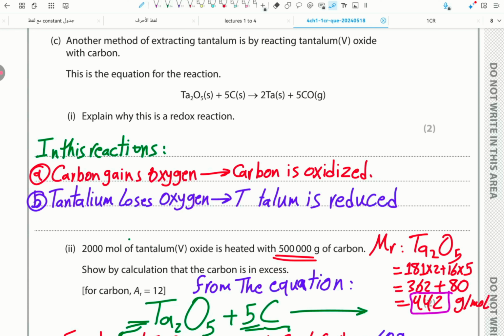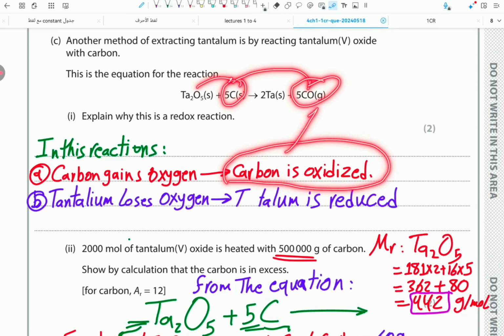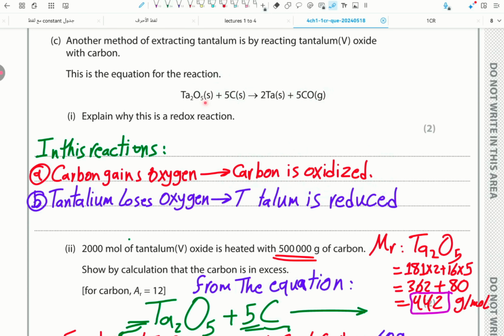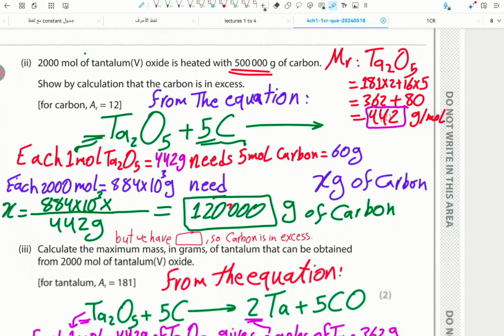What is oxidation, my friends? Oxidation is when a chemical compound gains oxygen. So carbon here gains oxygen from tantalum oxide. So carbon is oxidized, while tantalum here, my friend, loses the oxygen. So it is reduced, because reduction means the loss of oxygen or the gain of hydrogen. Here, tantalum lost oxygen, so it is reduced.